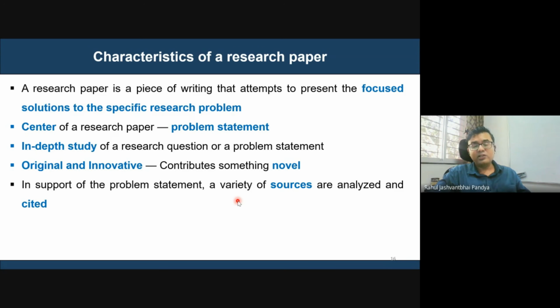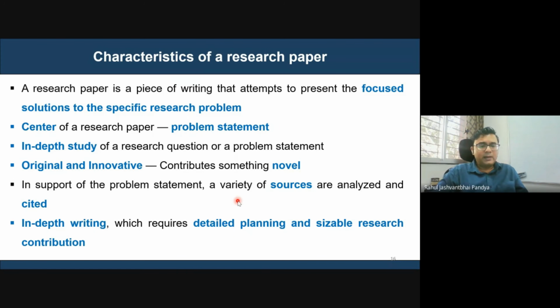Citing high quality journals or multiple Q1 journals can give us a detailed understanding and give confidence to the reviewers also that the person who is writing this paper went through the quality journal papers, right? And then we have to supply in-depth writing, which requires detailed planning and sizable research contribution. So that's the part of the implementation.